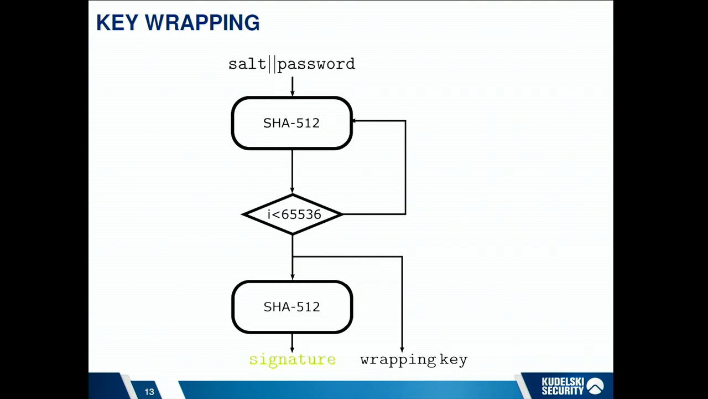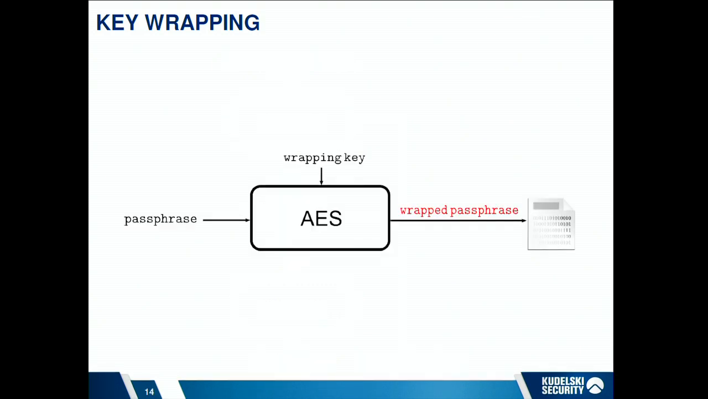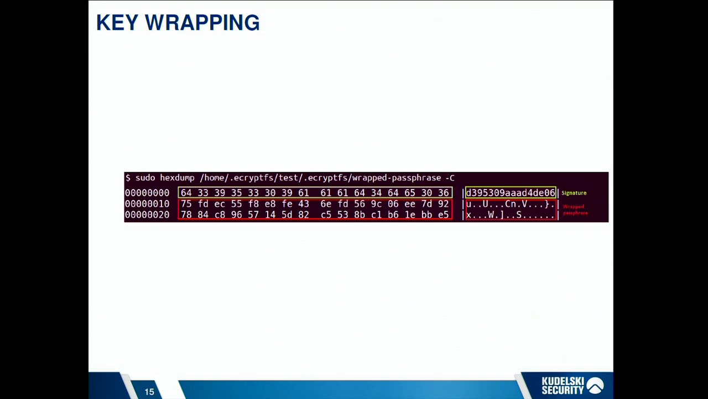So to wrap a key, it's quite simple. You input a salt and the password. You hash it 65,536 times with SHA-512. The first 16 bytes of the result will be the wrapping key. Then you hash the intermediate result one more time, and you obtain a signature. This signature will be stored in the wrapped-passphrase file at the beginning of the file. Then you use the generated wrapping key to encrypt the passphrase with AES, and you store the wrapped passphrase in the same file. So if you read your wrapped-passphrase file, you will see at the beginning the signature in green, and then the wrapped passphrase in red.